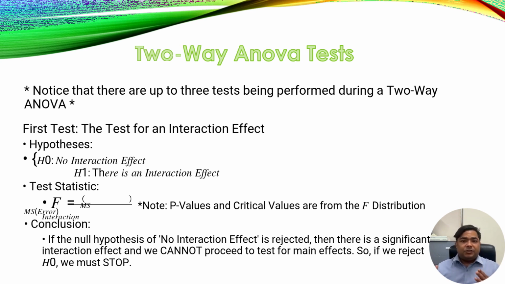We test the hypothesis H0, no interaction effect, versus H1, there is an interaction effect. The test statistic is F equals mean square interaction divided by mean square error. If H0 is rejected, indicating a significant interaction, we cannot proceed to test for main effects.